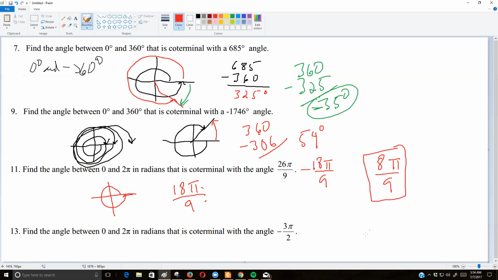Now, if I wanted to go with a negative angular rotation that's coterminal in radian measure, we've got to get a little creative here in our thinking. I know that since I'm working with ninths, 9 pi over 9 is the same as 1 pi. So that tells me 8 pi over 9 falls right here in quadrant 2. So if I'm looking for a negative angular rotation, there's a couple of ways to do it. Here, let me get a different color going. This is the angle I'm looking for.